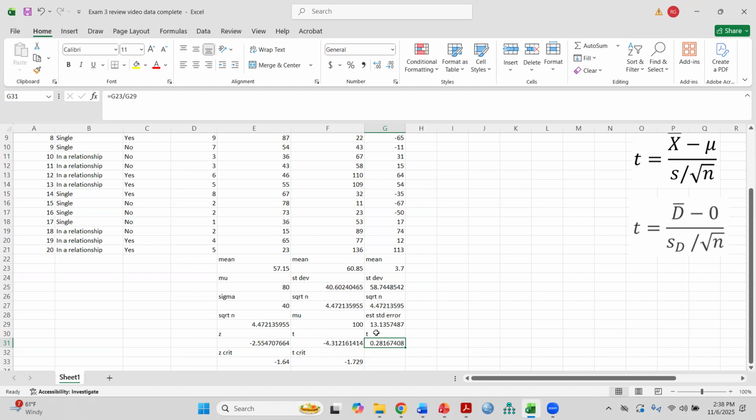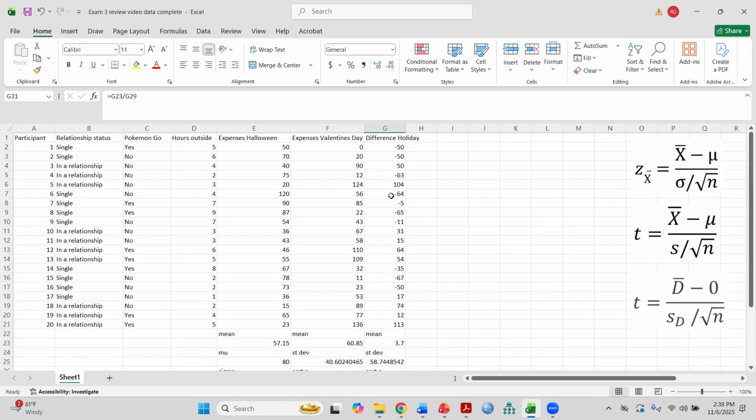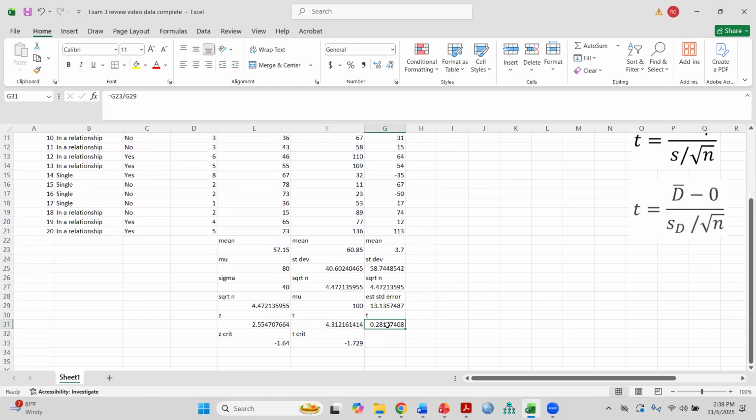How does a t-score of 0.28 feel to you? Is that high? Is it medium? Is it low? It's pretty low. A t of 0 would mean that essentially there are no differences on average at all between these two variables. So this looks like it's going to be a pretty small value, and we're going to compare it to the t crit.